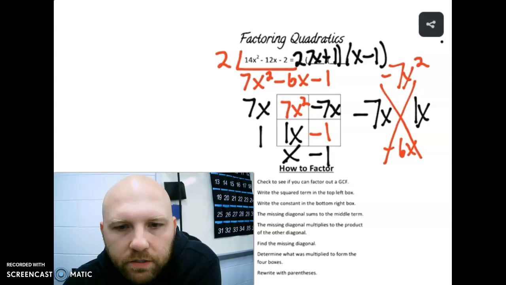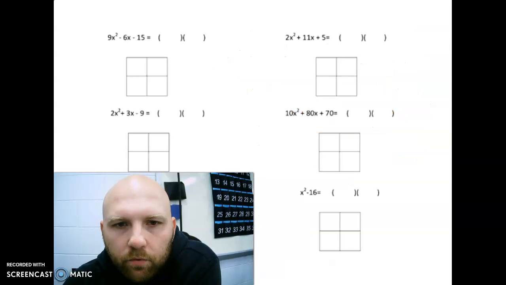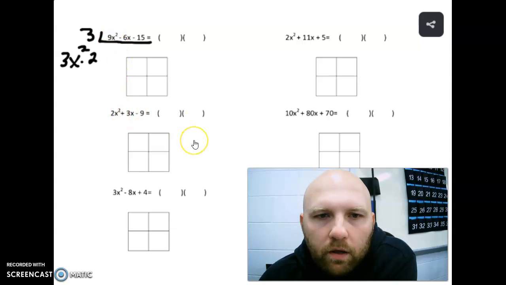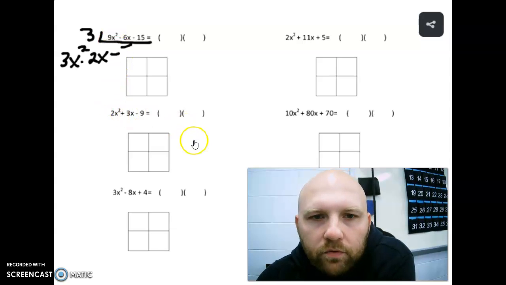Let's look at another example. The other example here is 9x squared minus 6x minus 15. We're going to work that one out. We can divide by 3. We get 3x squared minus 2x minus 5 when we divide all of those by 3.